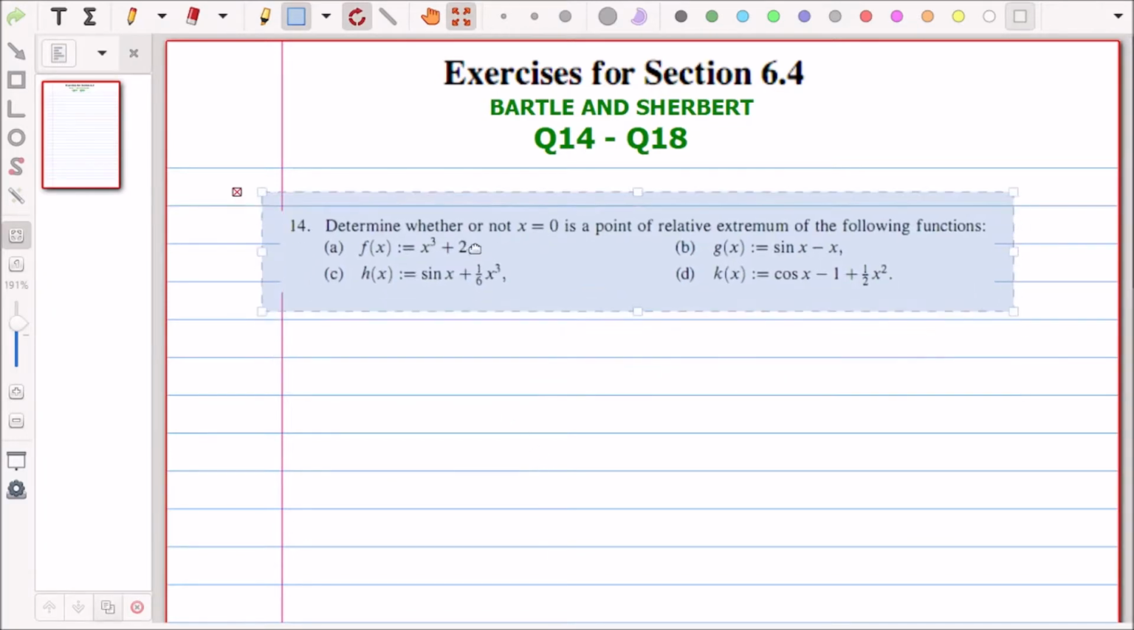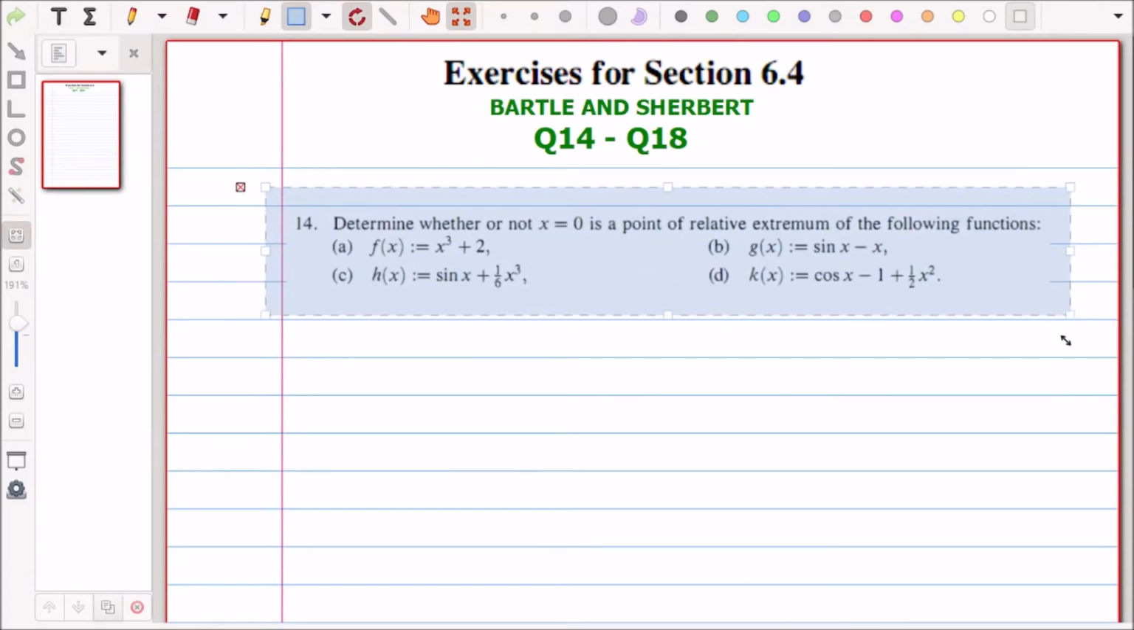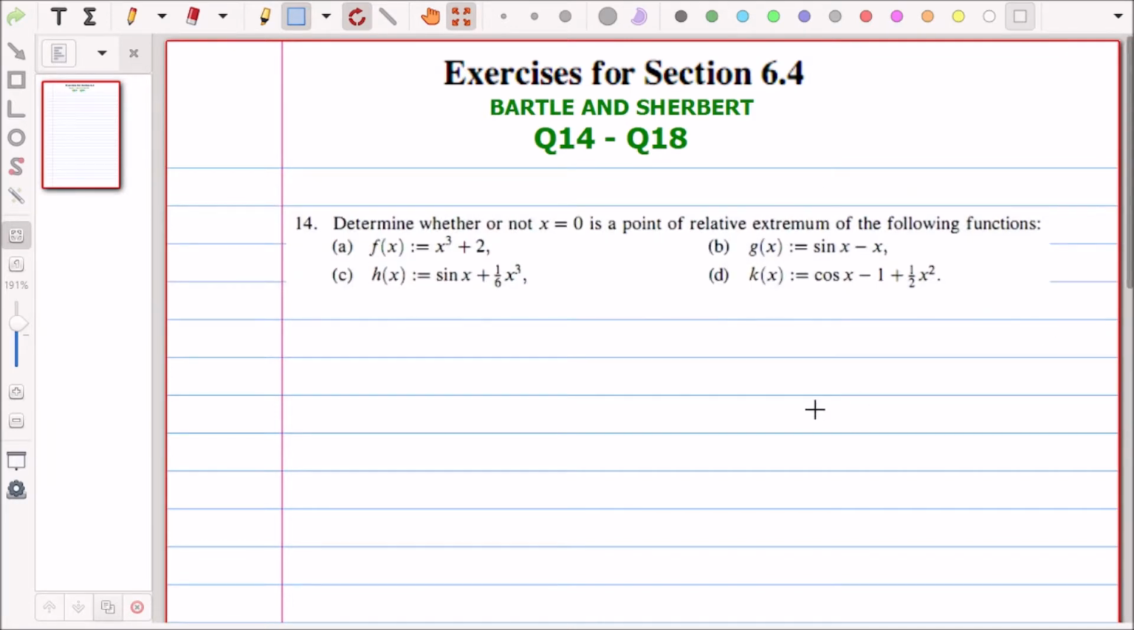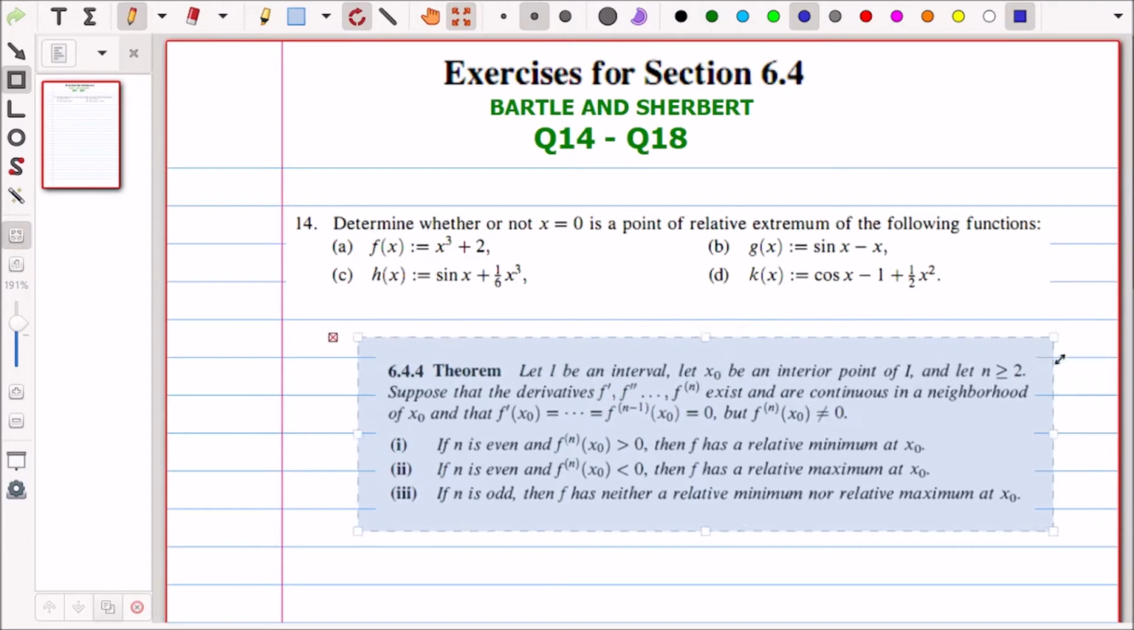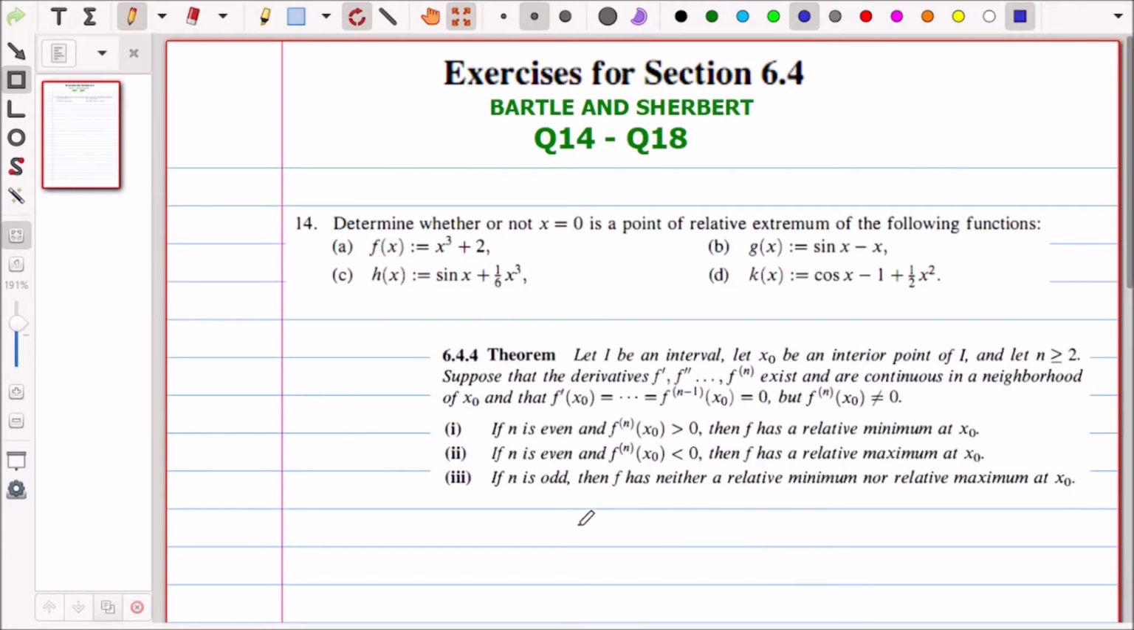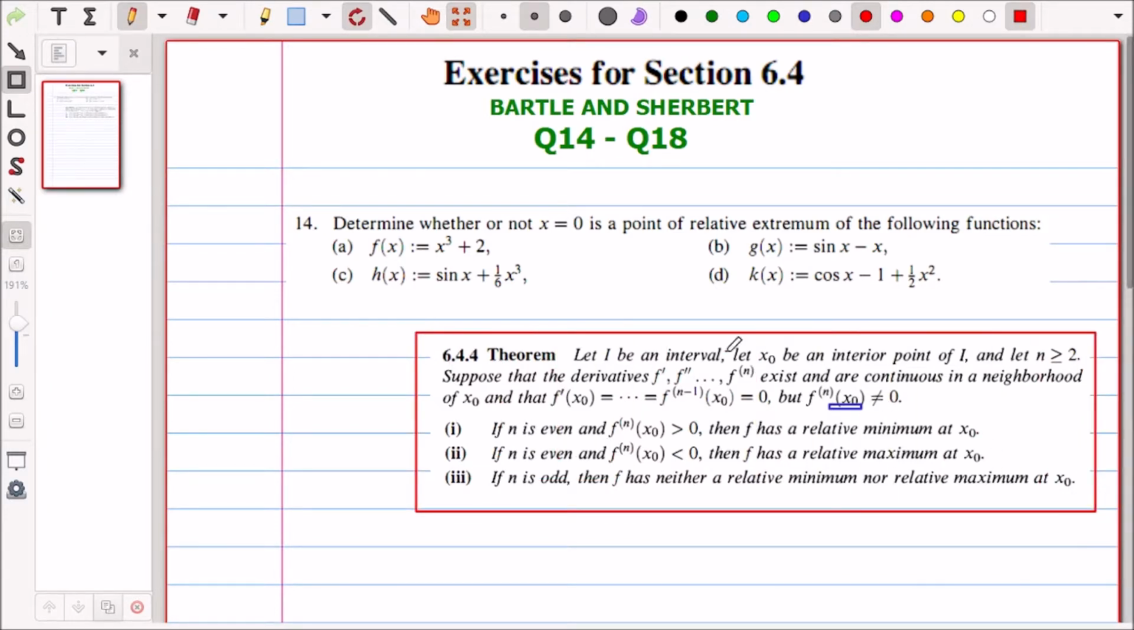In this question we are asked to determine whether the point x equal to 0 is a relative point of extrema of the following functions or not. For this we are going to use the relative extrema theorem which we did. This is the theorem that we are going to use. Basically, we will keep on finding the derivatives at x equal to 0 until we get the first derivative which is non-zero. So we'll continue to find derivatives until we get a non-zero derivative at 0.